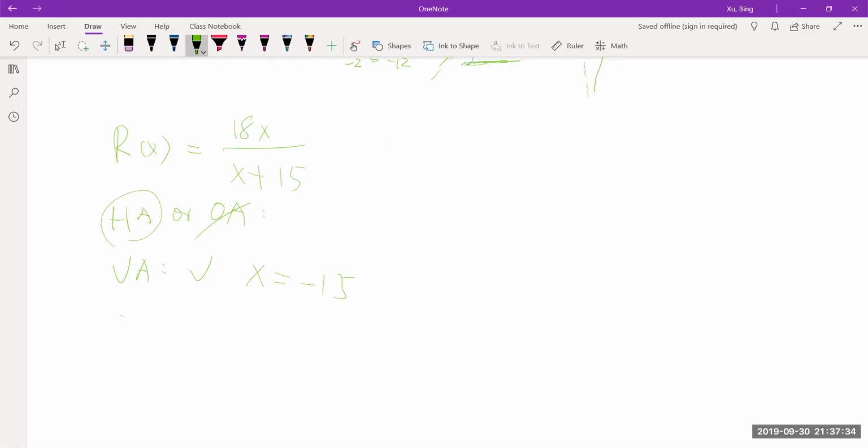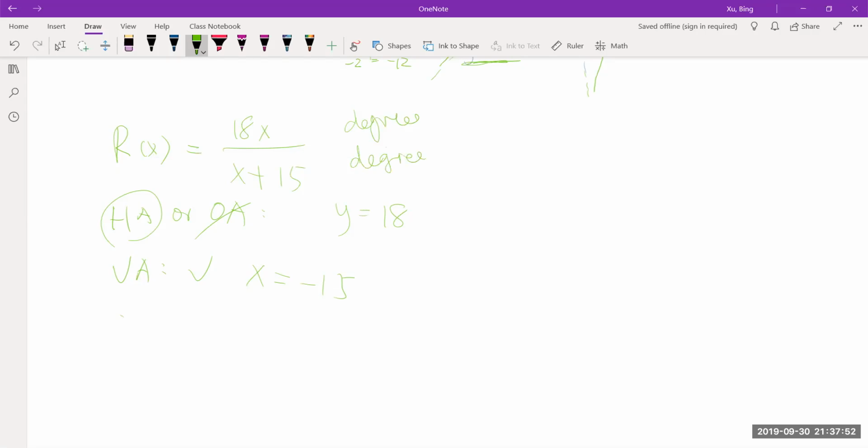But why then is the horizontal asymptote y equals 18? You don't understand why the horizontal asymptote is y equals 18? Yeah, for the horizontal, because I never imagined moving it up to 18.